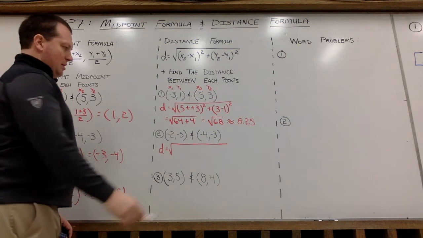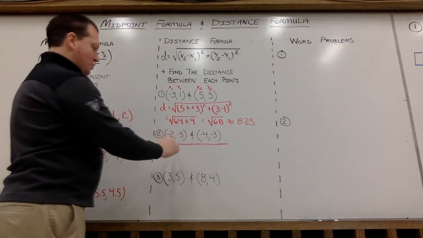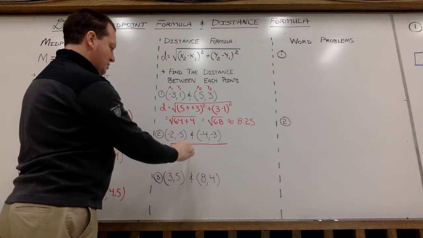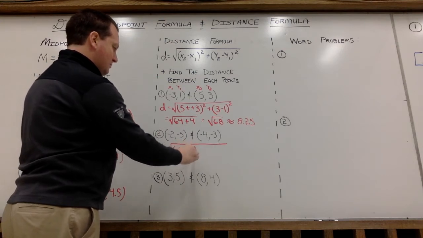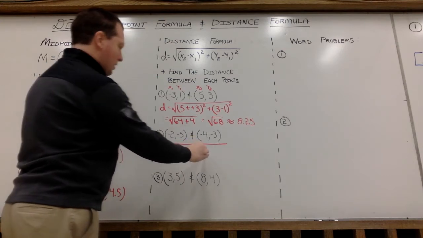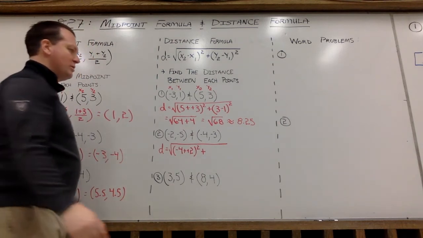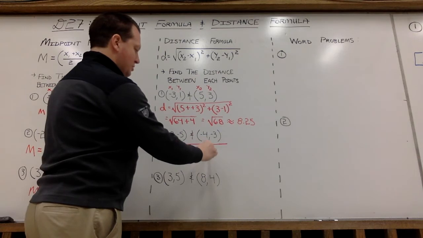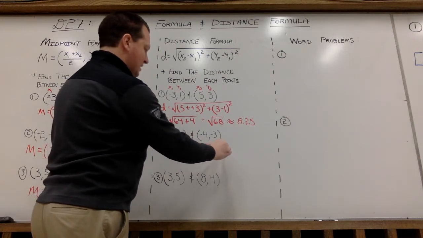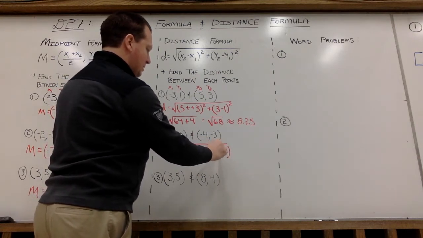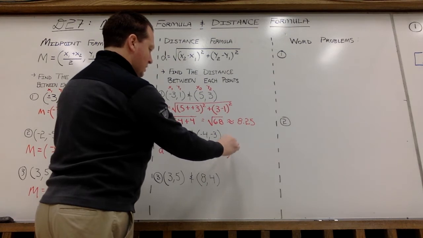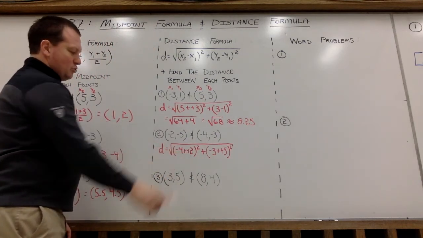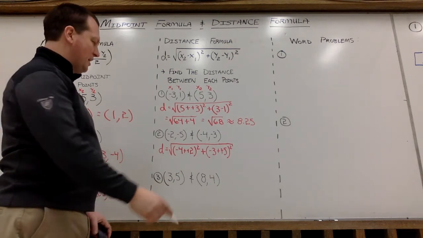So I'm going to have x2 minus x1. So negative 4 minus negative 2. Again, that'll become a plus. I'll square that and then add that to y2 minus y1. So negative 3 minus negative 5. That'll become a plus as well, and I will square. So negative 4 plus 2 is negative 2. Now be careful here.